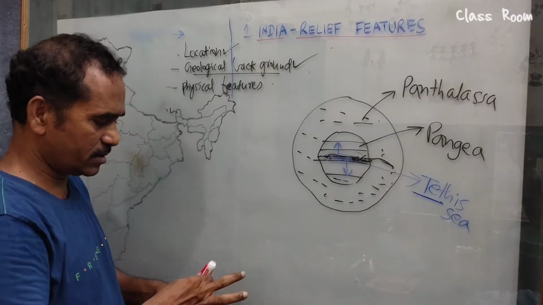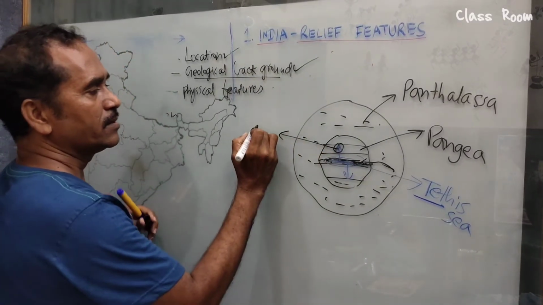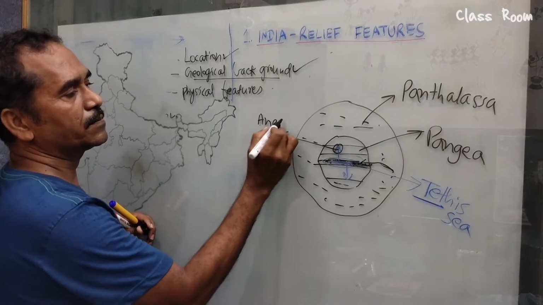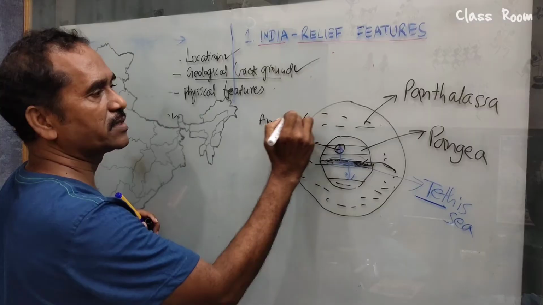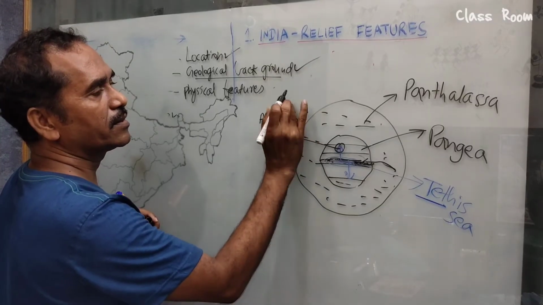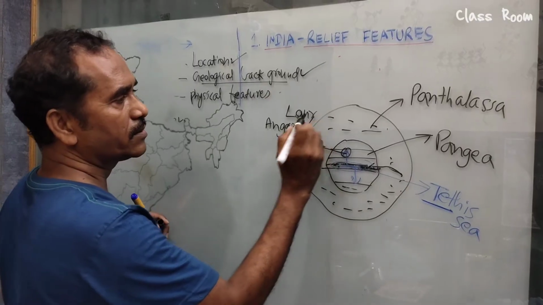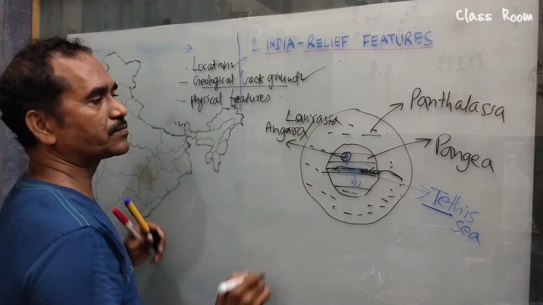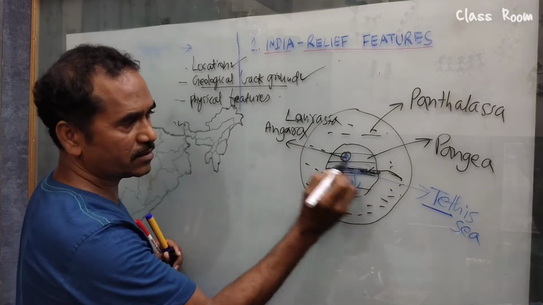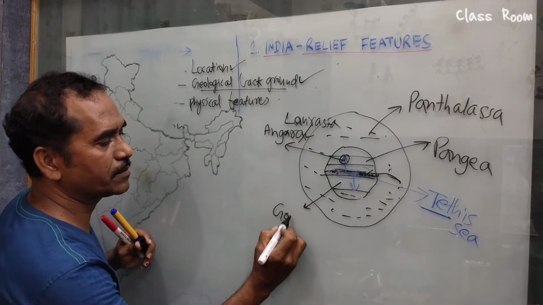So the north part is known as Angara. Also it is called Laurentia. L-A-U. Isn't it Laurasia? Laurasia, okay. L-A-U-R-A-S-I-A. Laurasia. The north is called Angara or Laurasia, and the south part is called Gondwana.